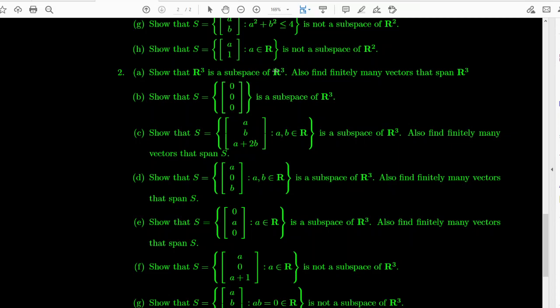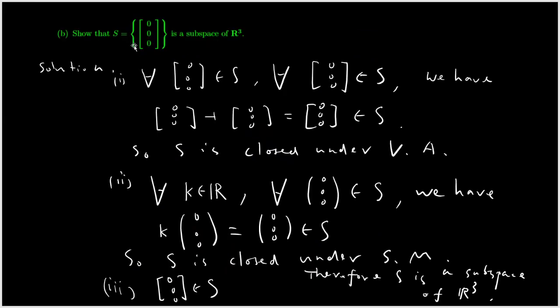One is R^n, so itself. The other one is the subset consisting of only the zero vector. Actually, there's a name for that subspace. It's called the zero subspace. It's the set consisting of only the zero vector. Okay, it's a subspace.